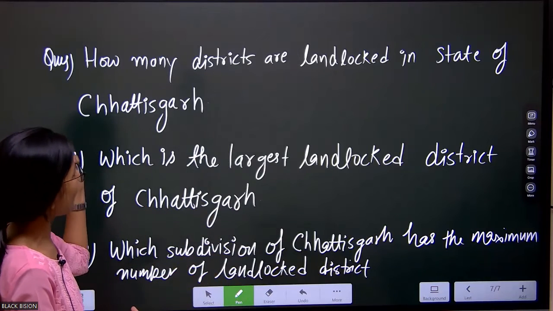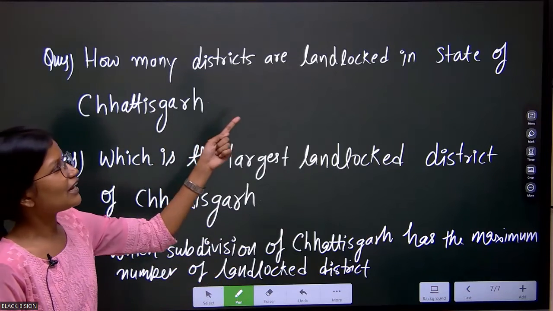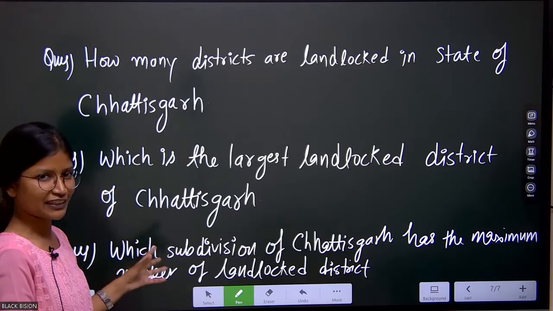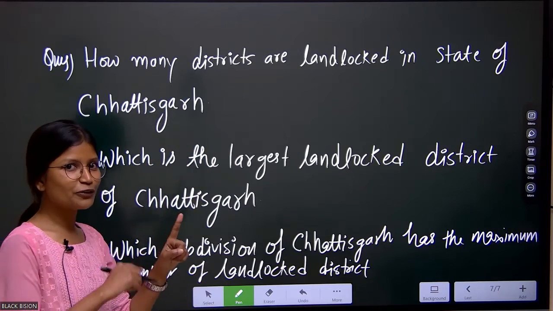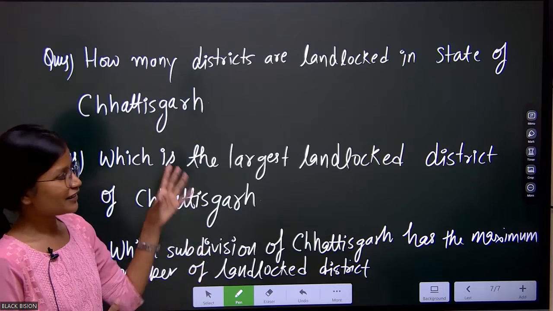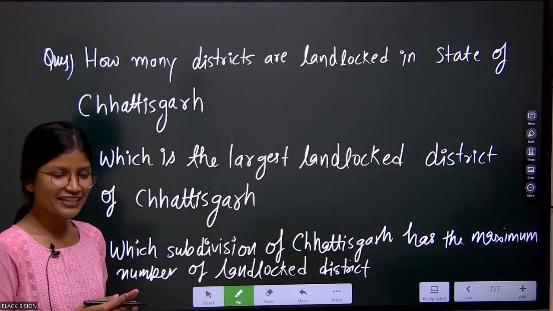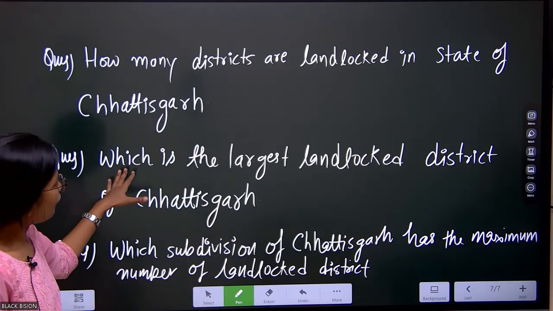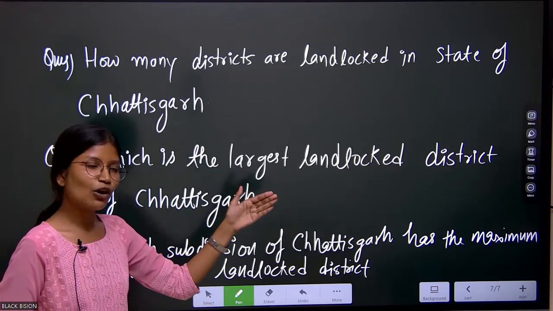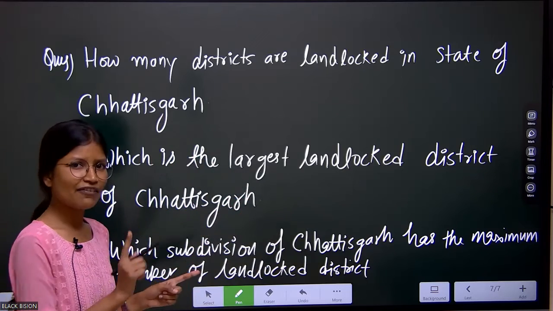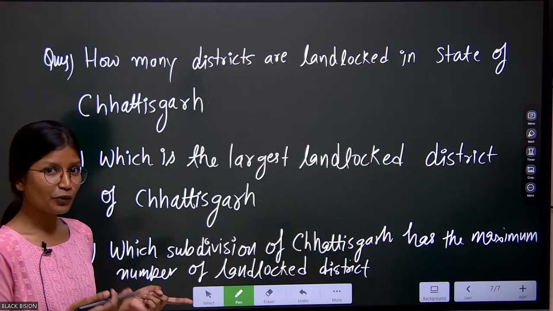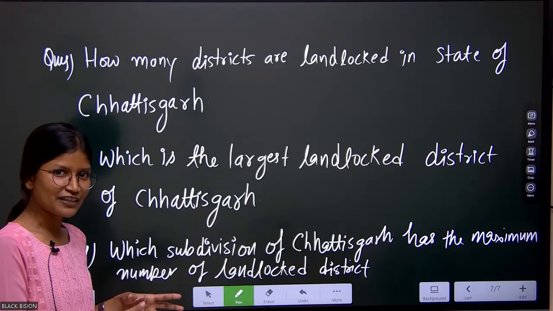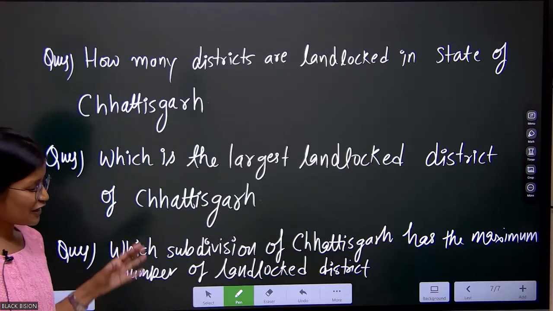Question number 1 asks how many districts are landlocked in the state of Chhattisgarh. Do you remember we were counting simultaneously? So you already know. I'm not going to tell you now. You can write it in the comment section. Thereafter, which is the largest landlocked district of Chhattisgarh? I haven't discussed this with you, so you have to find it out on your own. Again, put the answer below. Also tell your other friends who are commenting in the section.